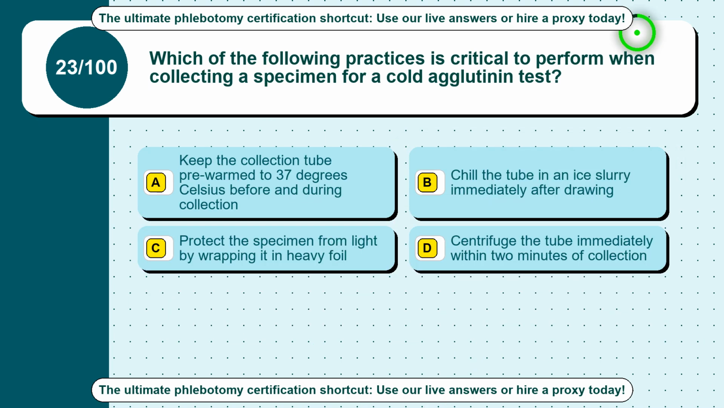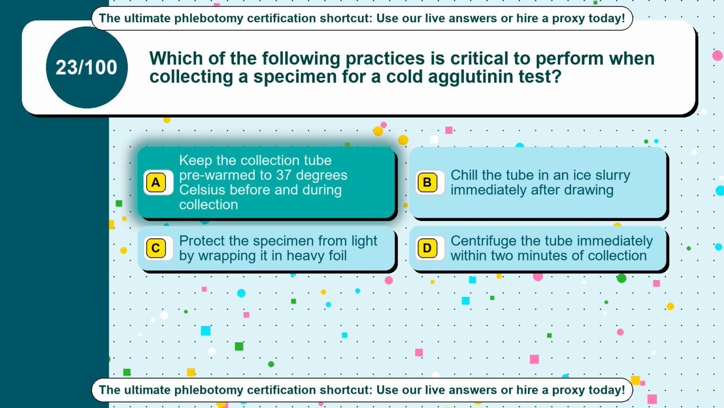Question 23. Which of the following practices is critical to perform when collecting a specimen for a cold agglutinin test? Option A, keep the collection tube pre-warmed to 37 degrees Celsius before and during collection. Option B, chill the tube in an ice slurry immediately after drawing. Option C, protect the specimen from light by wrapping it in heavy foil. Option D, centrifuge the tube immediately within 2 minutes of collection. The correct answer is option A, keep the collection tube pre-warmed to 37 degrees Celsius before and during collection.